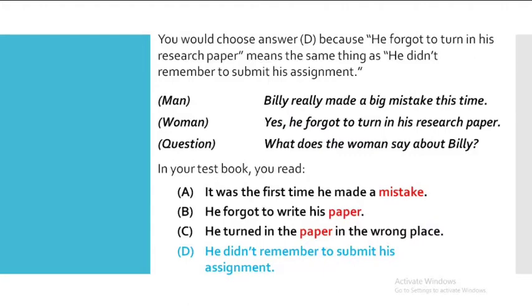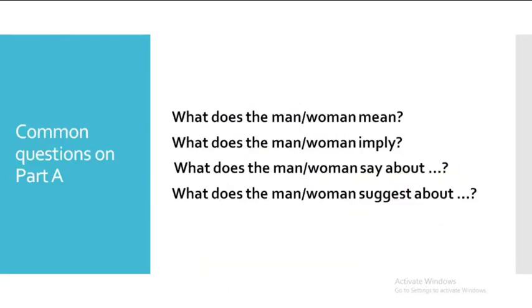Using the first strategy, focus on the second line, we can know that the answer is about Billy who forgot to turn in his research paper. Then, using the second strategy, we found that the synonym of forgot is didn't remember. From the third strategy, we exclude A, B, and C because they have similar sounds to words spoken by the speakers, paper and mistake. These are some common questions on Part A. You can use the 3 strategies I explained before to answer these questions.